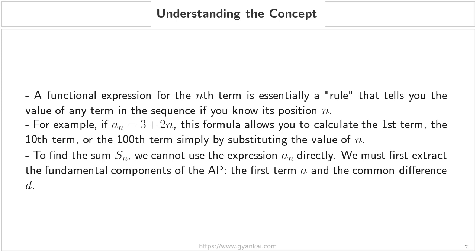To find the sum, we need to perform a bit of extraction first. We need to take this rule and pull out the two fundamental building blocks of an arithmetic progression. The first term, which we call a, and the common difference, which we call d. In the next slide, I will show you the exact step-by-step procedure to do just that. Now that we've established that we are moving from a simple list of numbers to a more general functional expression, let's really dive into what this concept means.